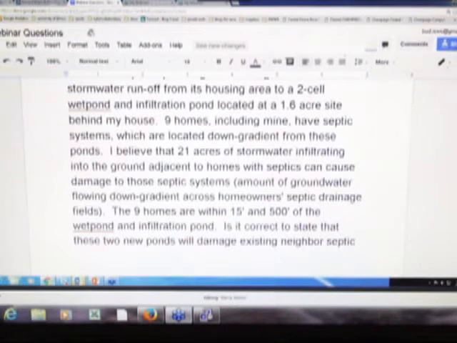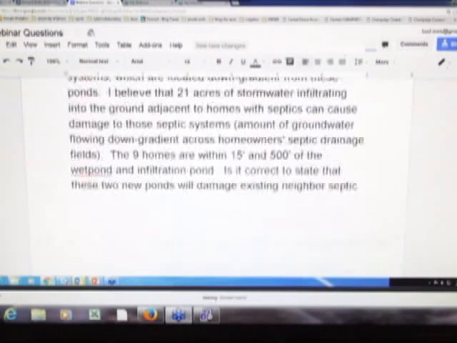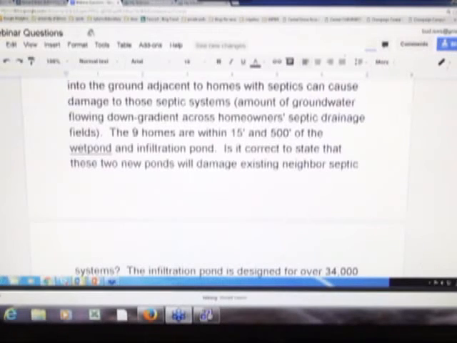The homes are within 15 feet of the wet pond, but is the septic system within 15 feet of the wet pond? That's pretty close. I'd be surprised if they'd be able to put it within 15 feet. I know in the Illinois code you would be allowed to put it within 15 feet of the septic system.